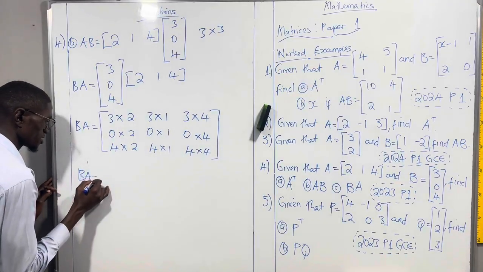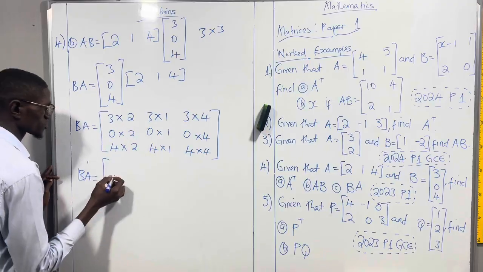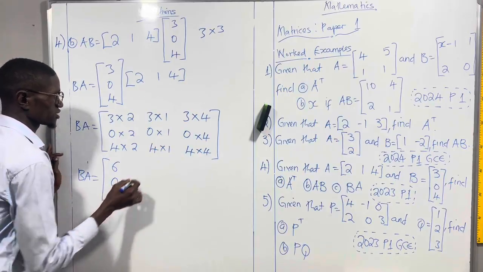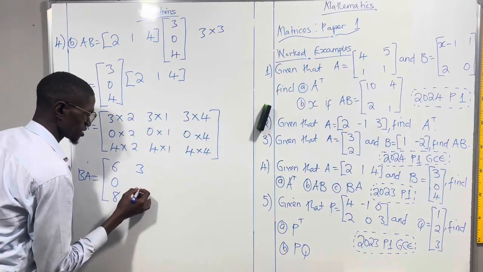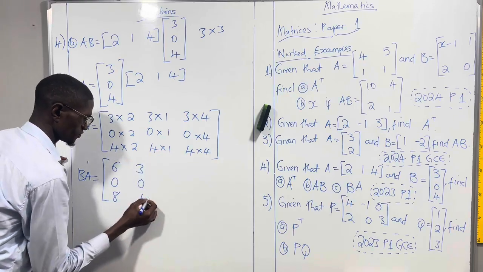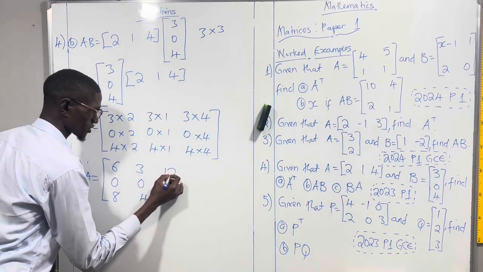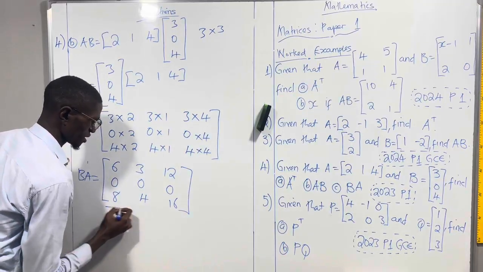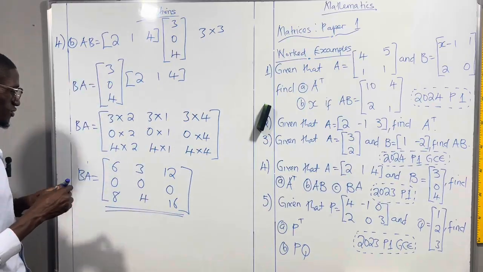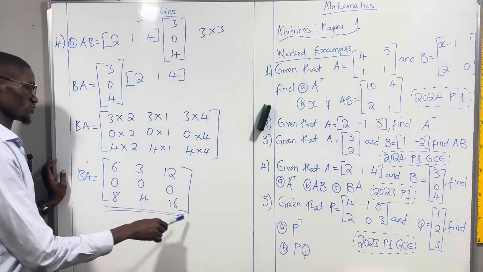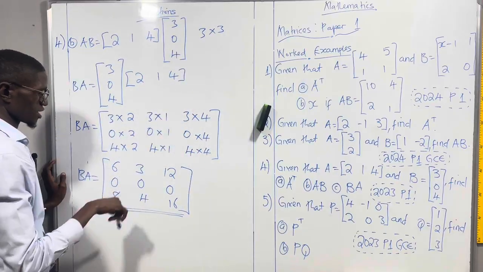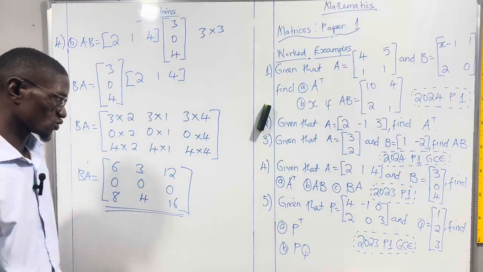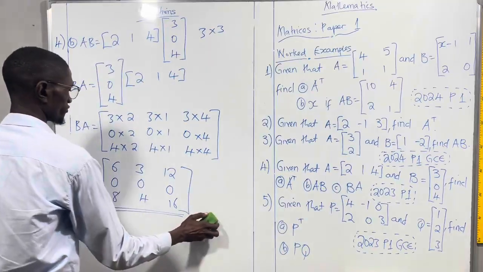So matrix BA is going to be equal to 3 times 2 there will give us 6, 0 times 2, 0, 4 times 2, 8. 3 times 1 there will give us 3, 0 times 1, 0, 4 times 1, 4, 3 times 4, 12, 0 times 4, 0, 4 times 4, 16, and we are done. That's our final answer. So what's the order of this one? 3 rows by 3 columns. And we are done. We now go to the last question, which is question 5.